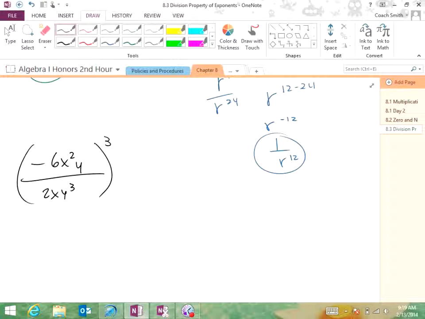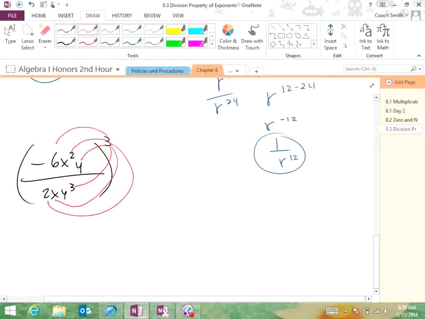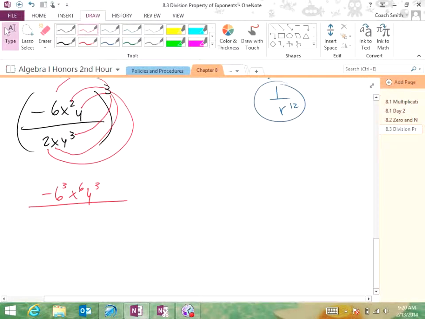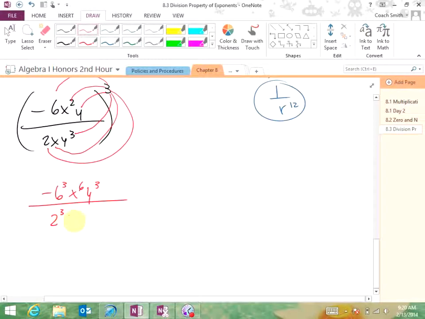Now it becomes a little bit complicated because you have to distribute the 3 to every single thing in the parentheses. So that's -6 to the 3rd, x to the 6th, y to the 3rd on top, then 2 to the 3rd, x to the 3rd, y to the 9th on bottom.